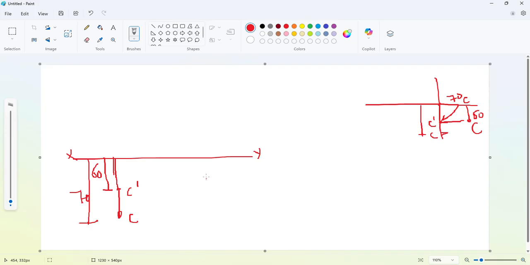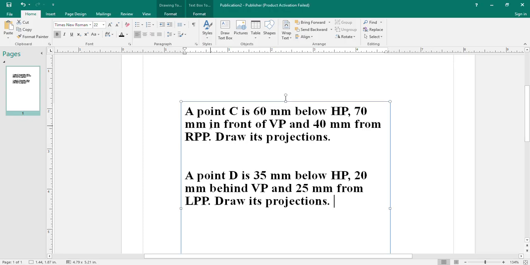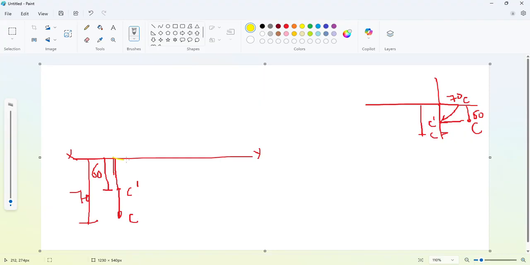Now in the question it has been asked to draw its projection 40 mm from RPP. Again, RPP means left view, and it is on the right side of the projection. The distance between these two is 40 mm. So from here we have to take a distance of 40 mm, and at that distance you have to draw x1 y1 and again follow the same steps as we have done in the previous one.